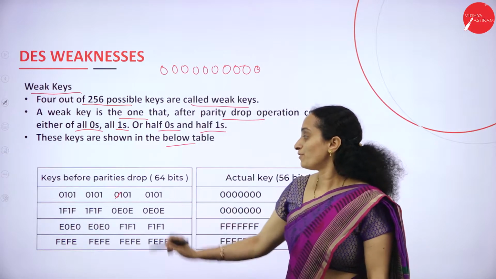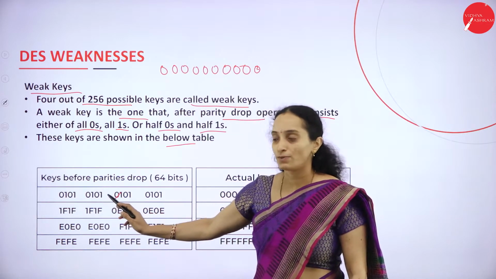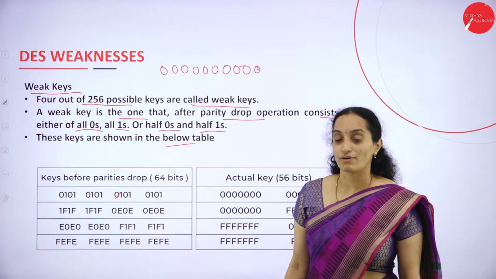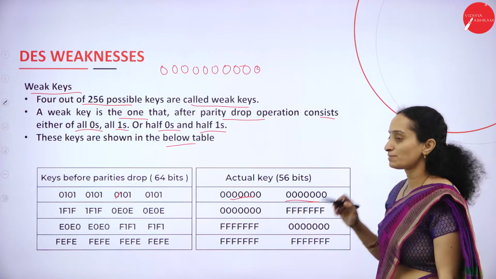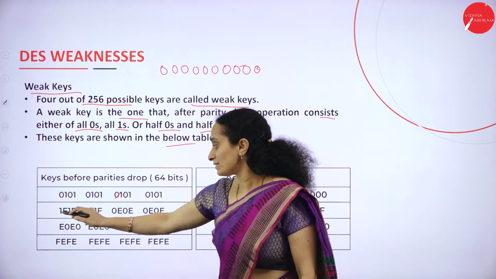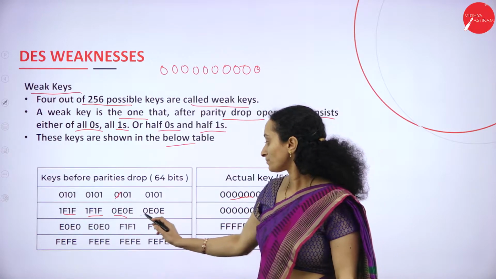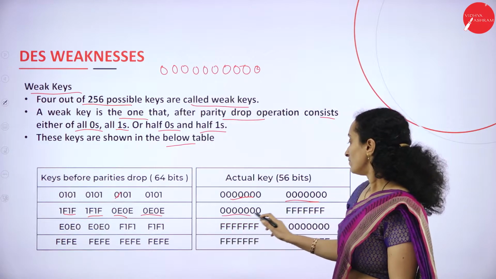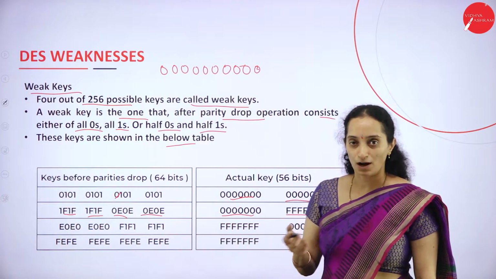Okay, keys before parity drop are like this: 0101, 0101. All are 0101, combination of 0101. When you drop the parity bits, what you get of 56 bits is all zeros. The second example is 1F, 0E. Once you drop the parity bits, what you get is half zeros, half Fs or half ones.